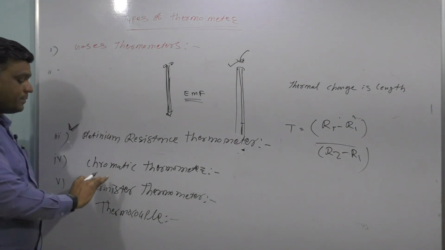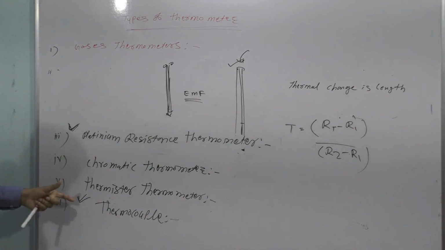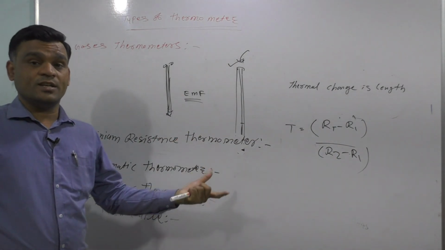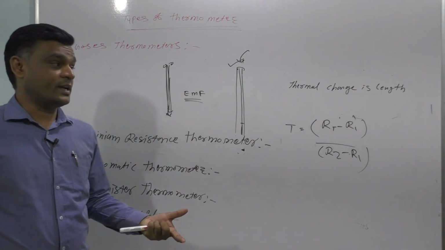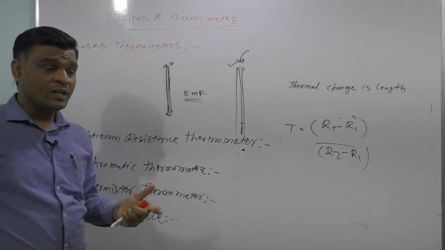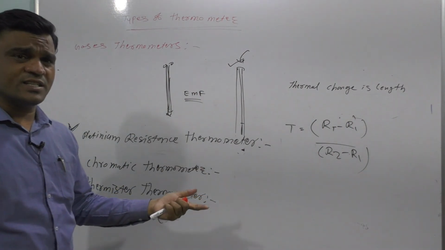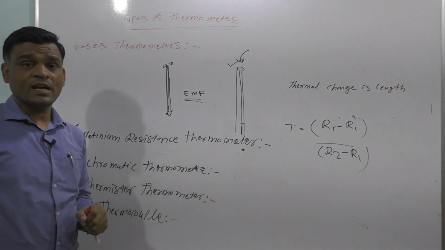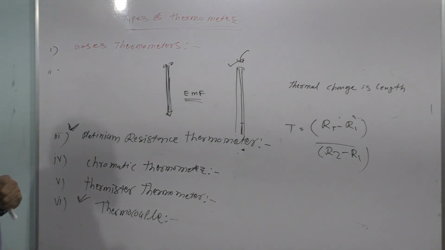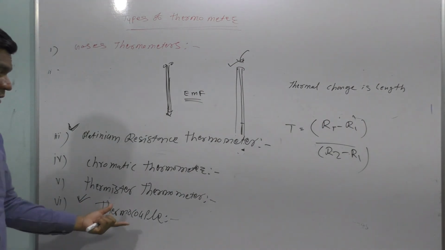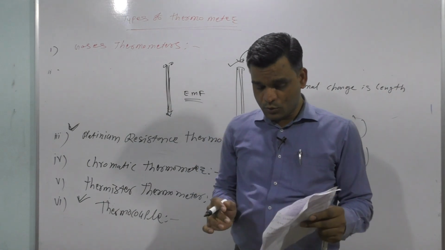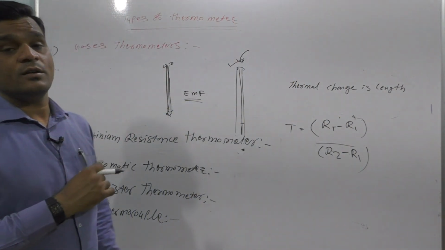Okay, these all types of thermometers are used based on the thermometric change in the physical quantities. Whether the length it changes, we use this liquid in the glass. Whether the volume it changes, pressure it changes, we use the gas thermometers. Whether the resistance it changes, we use the platinum resistance thermometer. And whether the color it changes, chromatic. Such types of thermometers are used in day-to-day life to measure the temperatures.